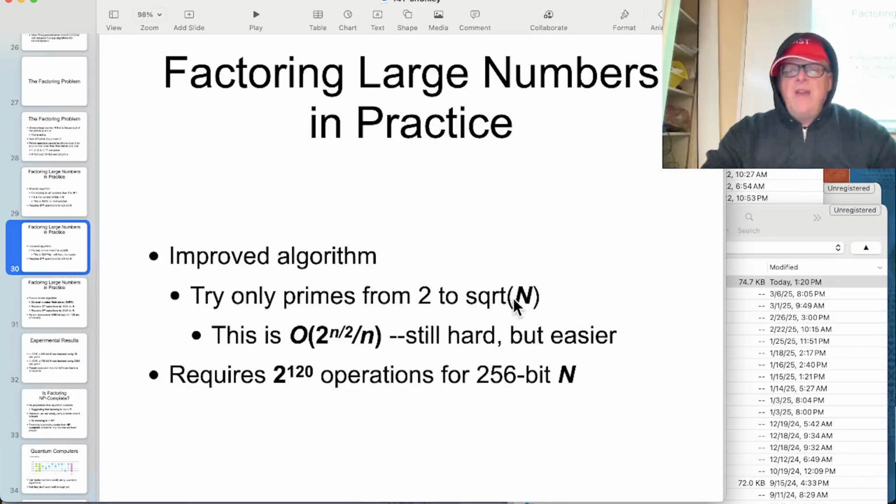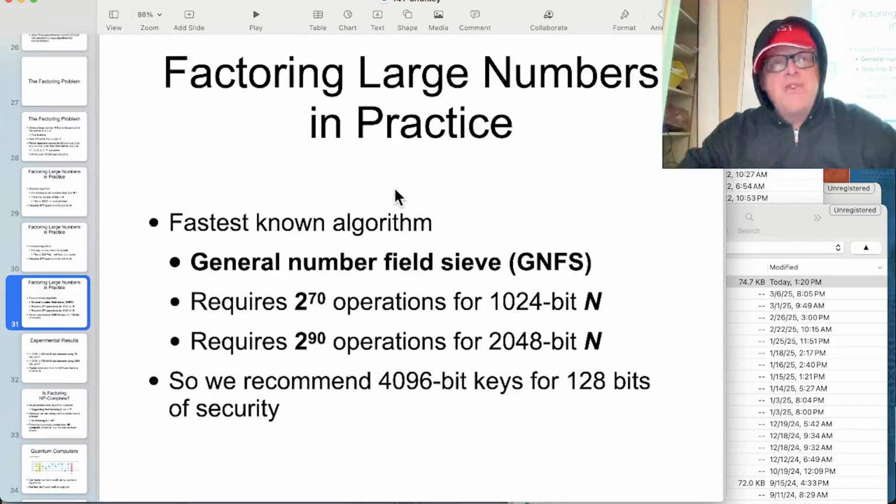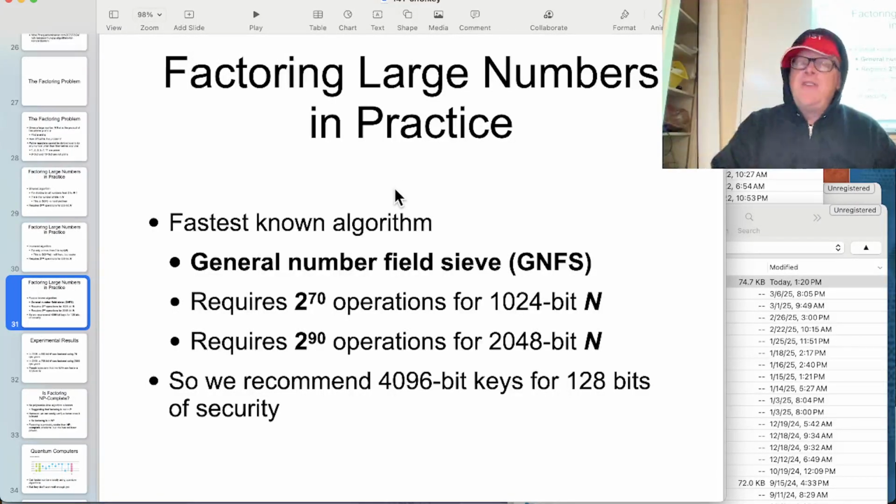If you improve it and only try to go to the square root of n, then it will be 2 to the n over 2, apparently. But anyway, that's still hard, but much easier. It would take 2 to the 120 operations to crack a 256-bit public key. Still impossible, but getting better. Now, in practice, there are faster algorithms. The original one was the sieve of Eratosthenes.